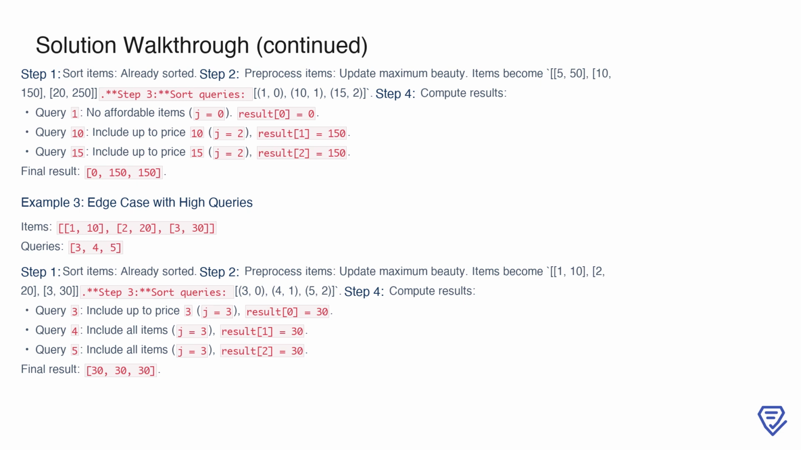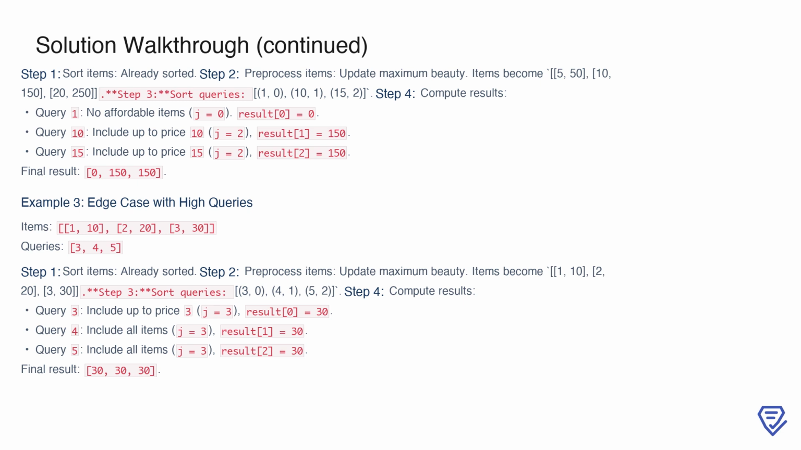To compute the results, we initialize result equals 0, 0, 0, and start with j equals 0. For query 1, no items are affordable, so result[0] equals 0. For query 10, items up to price 10 are included, and the maximum beauty is 150. We update result[1] equals 150. For query 15, items up to price 15 are included, and the maximum beauty remains 150. We update result[2] equals 150. The final result is 0, 150, 150.